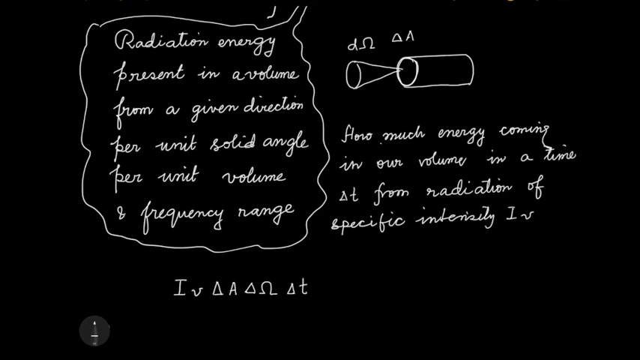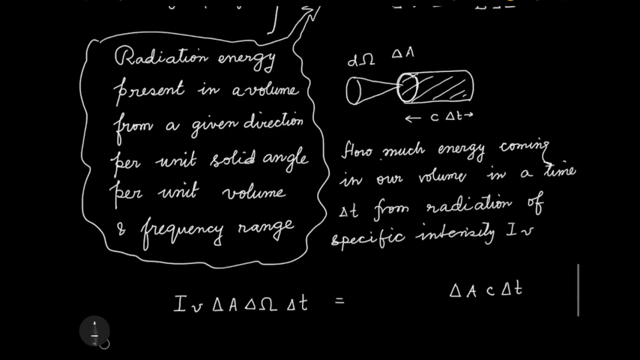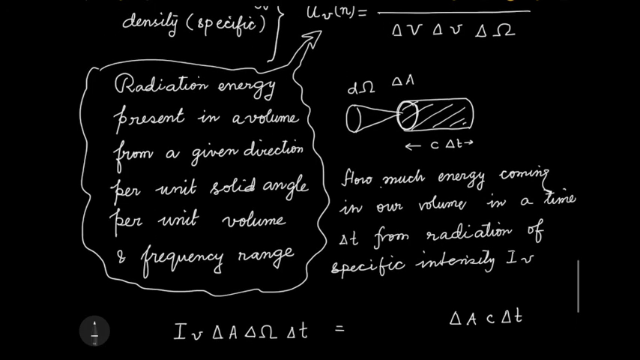Now, delta t is a time interval. So by the time the last bit of radiation enters in that interval, the first bit of radiation would have moved a distance c delta t, and so say that is the length of my cylinder. So in the time delta t, all the radiation that has entered this volume is inside this cylinder. Right? So the volume of that cylinder is delta A into c delta t. Fine.